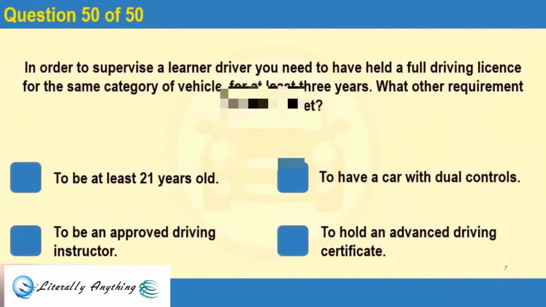In order to supervise a learner driver, you need to have held a full driving license for the same category of vehicle for at least 3 years. What other requirement must you meet? 1. To be at least 21 years old. 2. To have a car with dual controls. 3. To be an approved driving instructor. 4. To hold an advanced driving certificate.